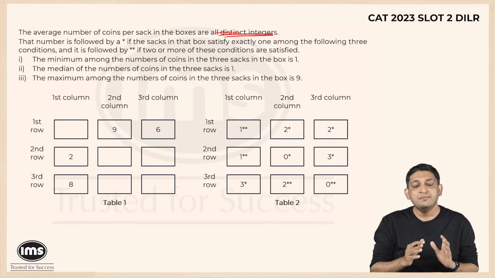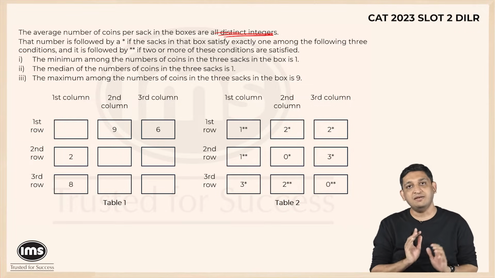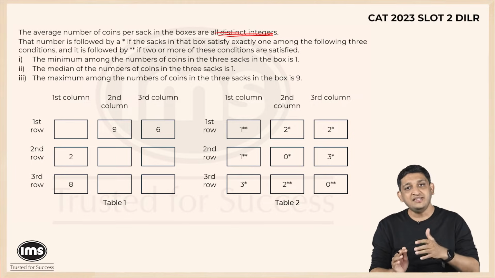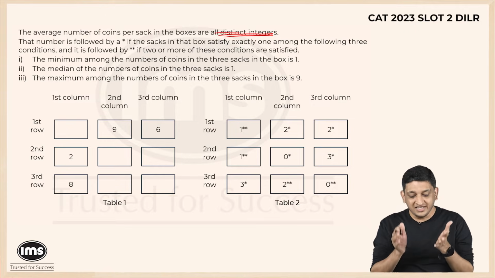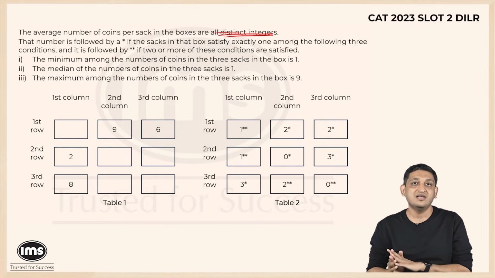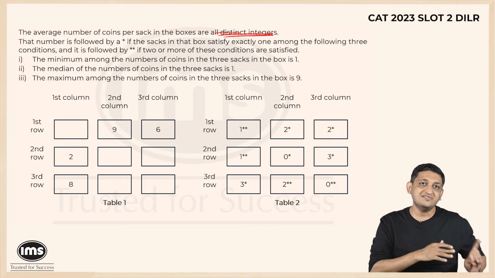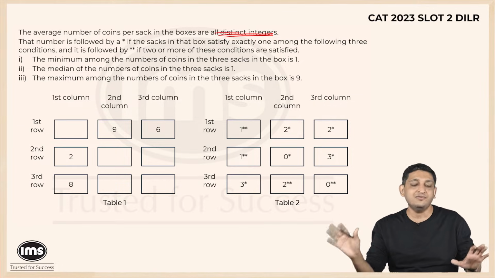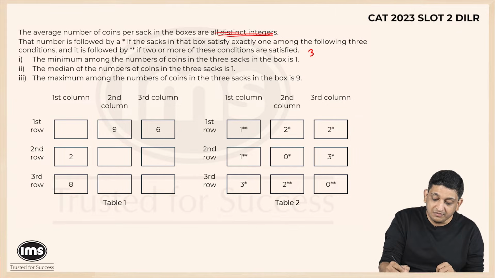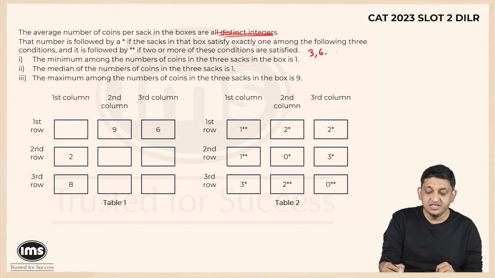Why am I saying that? Because the maximum number of coins that can be present in one box is 9 plus 9 plus 9. Beyond that you can't go because the highest number of coins in a sack is 9. The lowest number of coins in one sack is 1. So minimum, 1, 1, 1 is 3, maximum 9, 9, 9 is 27. And I have all possible multiples of 3 from 3 till 27: 3, 6, 9, 12, 15, 18, 21, 24 and 27, right?